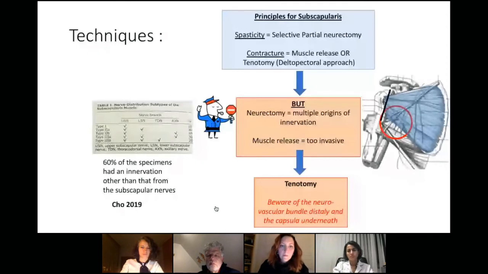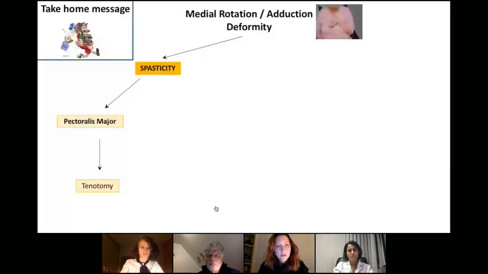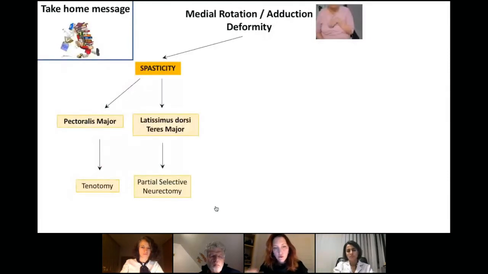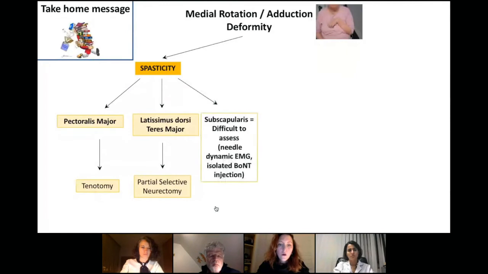So to resume, in case of spasticity, we can perform surgery on these three muscles. For the pectoralis major, we prefer a tenotomy, and for the latissimus dorsi and teres major, a partial selective neurectomy.